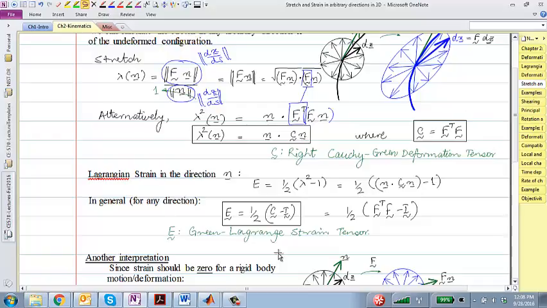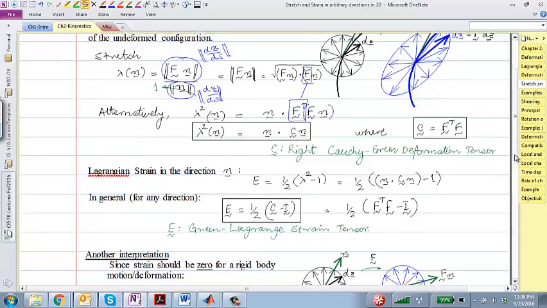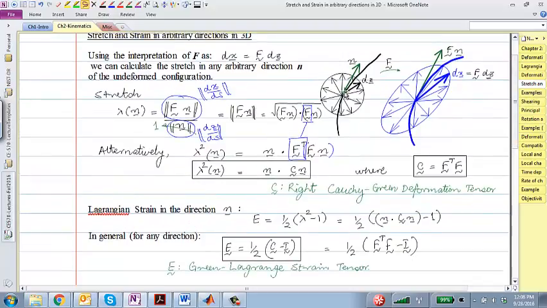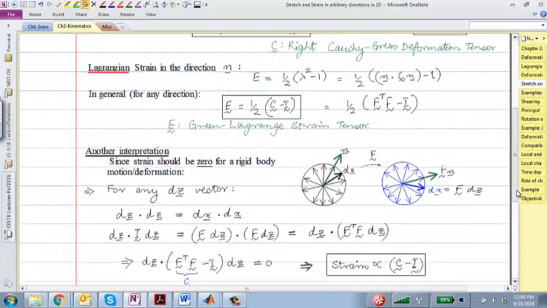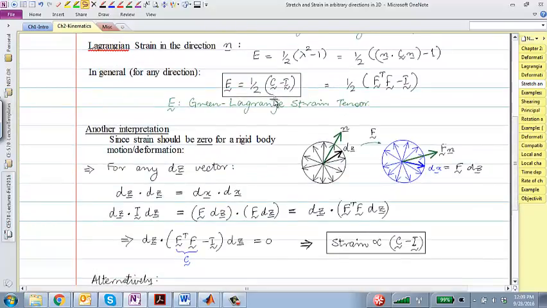That's the flow of kinematic quantities, the flow of the logic really, of how we define strain in any arbitrary direction in a given three-dimensional body with a given deformation map. All right, let's take a look at why this can be treated as a measure of strain.